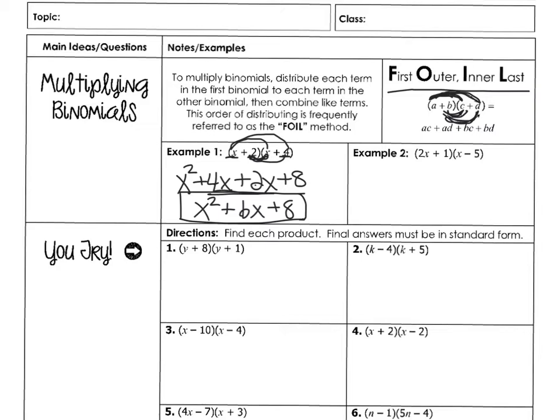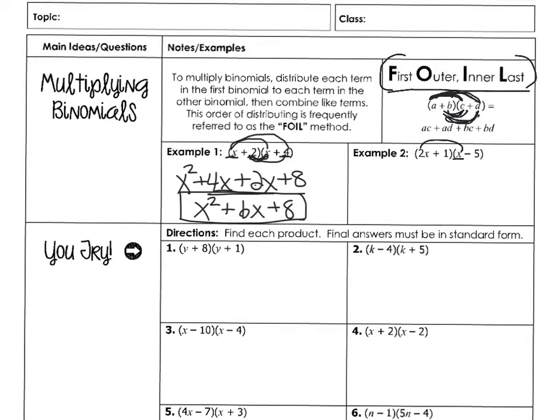Okay? So if you ever are asked to use the FOIL method, they're asking you to distribute binomial times binomial. All right? It's just distributing.